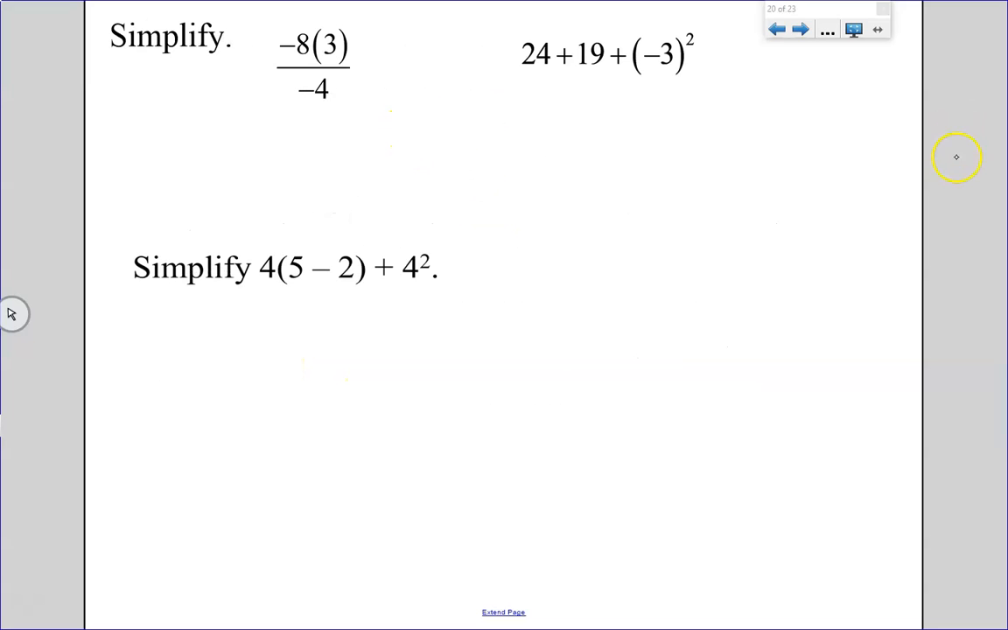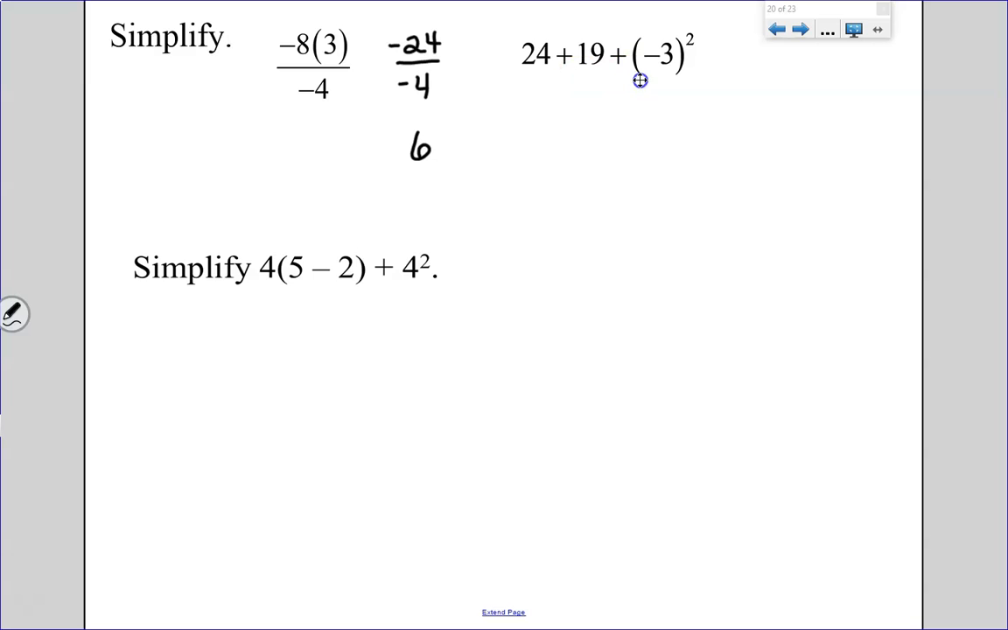So if we look at this first example, we have a multiplication, so we need to multiply -8 times +3. A negative times a positive gives you a negative number. 8 times 3 is 24, so the top would be -24. I'll just bring over the -4 and write it down. Now I have a negative divided by negative, which gives me a positive answer. 24 divided by 4 would be a 6.